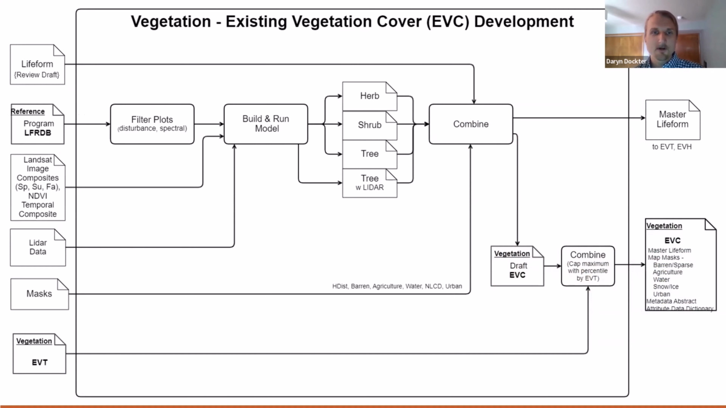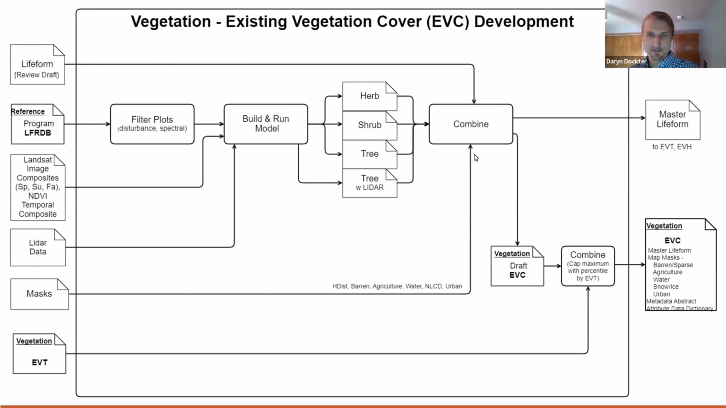Here's the flow chart for EVC, and EVH is next, and it's pretty similar, just saying the same thing in a different way. We start with LFRDB or LiDAR, and then the predictive variables, all of that goes into building and running that model. We model herbaceous, shrub, and tree cover all separately, and then that comes together with that life form mask that I mentioned. So we're not deriving what's tree, shrub, or herb from the cover models. That's actually a separate thematic classification tree model.